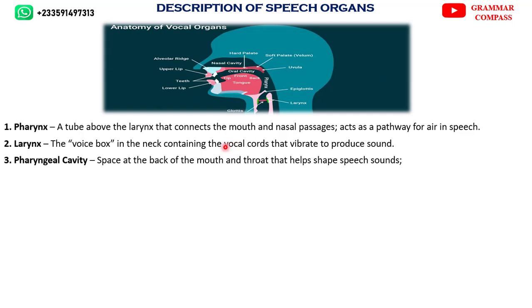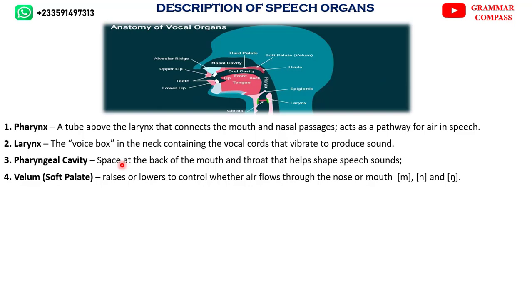Next is the pharyngeal cavity. What is the pharyngeal cavity? That is the space at the back of your mouth and throat. It is a sound shaping chamber that gives your speech some extra flavor. That is the pharyngeal cavity.